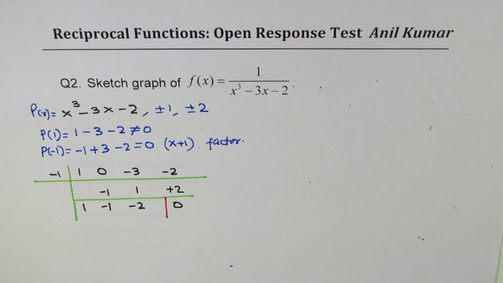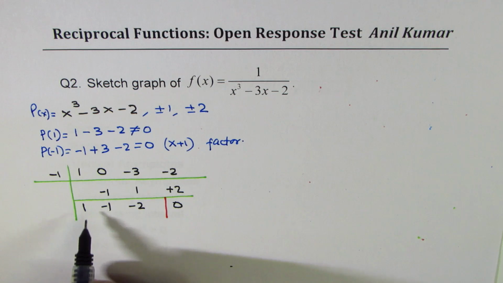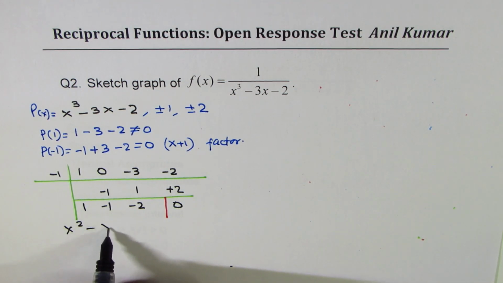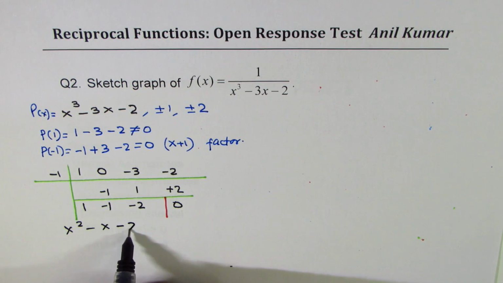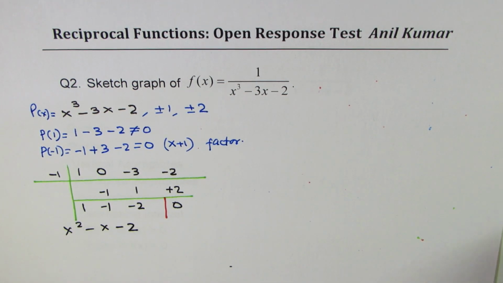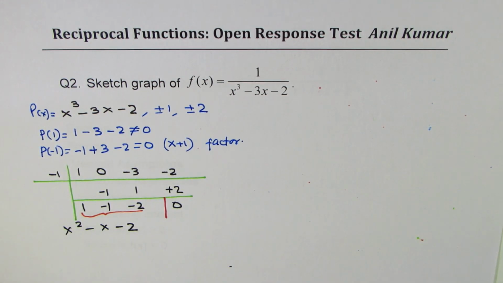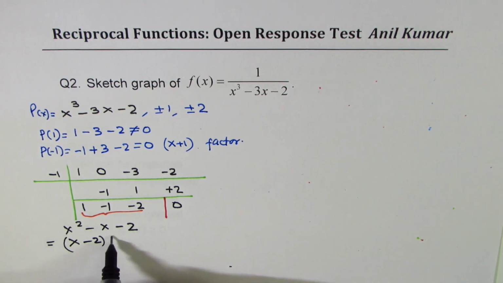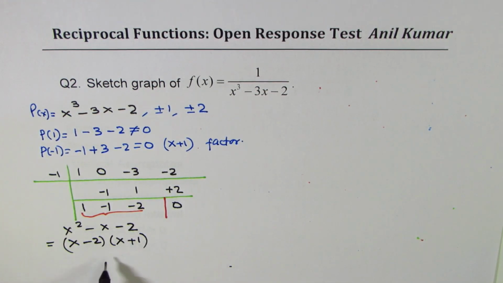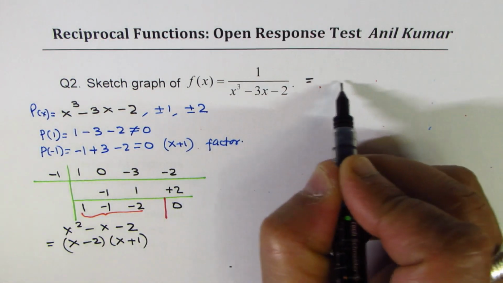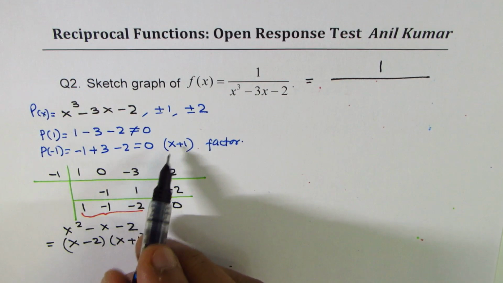So we get a quadratic function here. The quadratic function is x squared minus x minus 2. Now this quadratic function which we just got, right, these are the coefficients, could be further factored, right? So this could be written as, we are looking for a product of minus 2 and sum of minus 1. So it is x minus 2 times x plus 1, correct? So we have actually factored, and now we could write this function as 1 over the first factor of x plus 1.